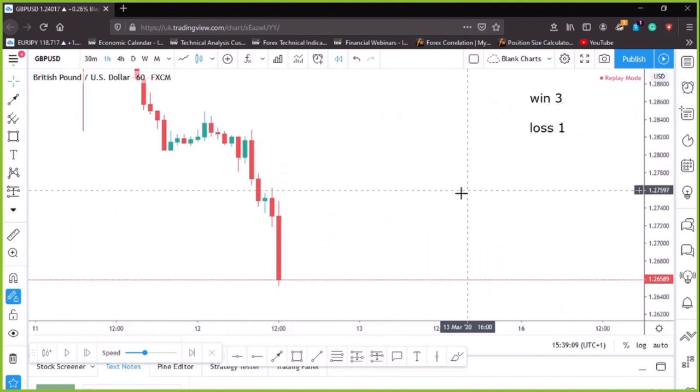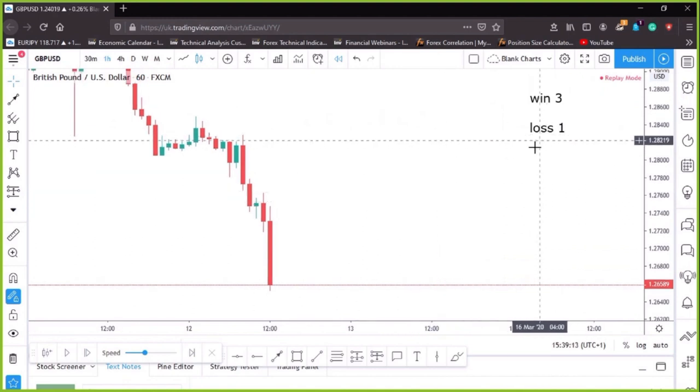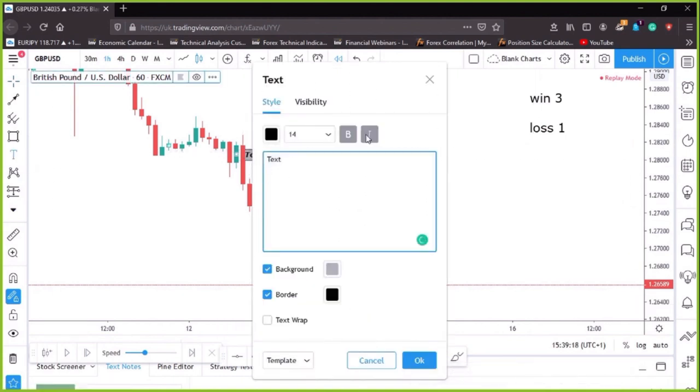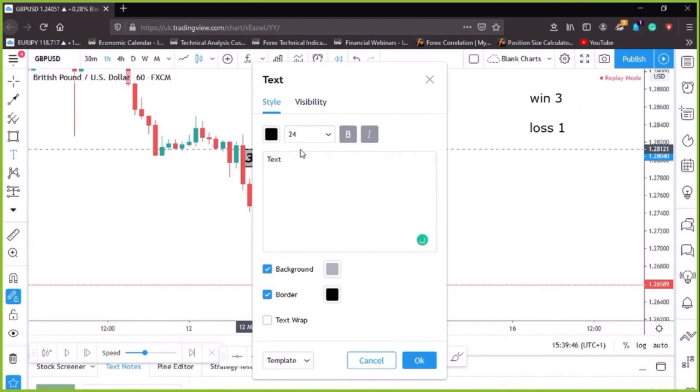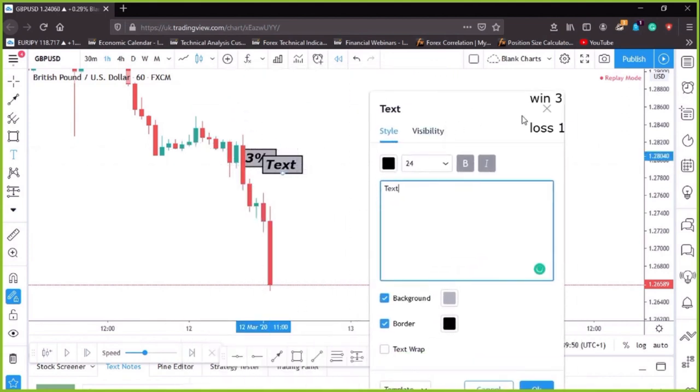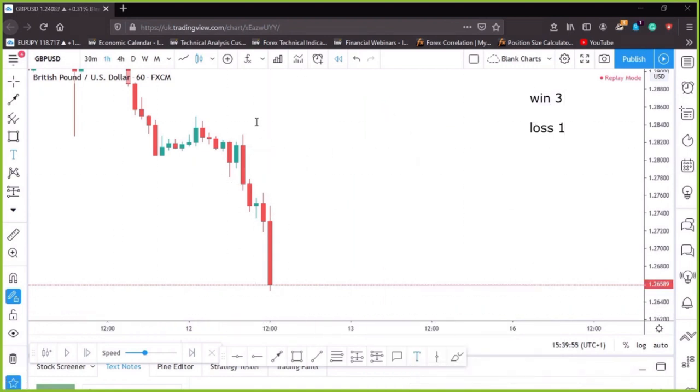But anyway, going back to this risk to reward. If we risked 1% per trade, let me get this up. Let's make this bigger so you guys can see. I'm not going to use that, ignore that for a minute. Let's use this, it's easier. So our wins would have come to 3%, and our losses would have been -1%, giving us a total of 2% win.